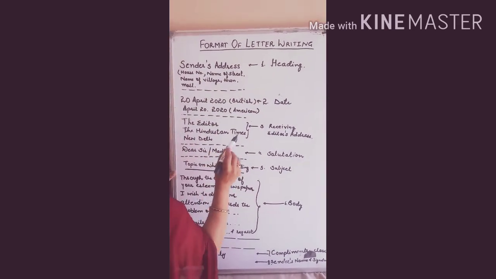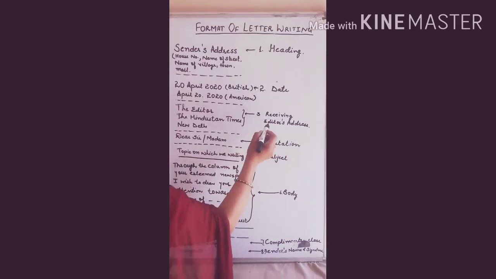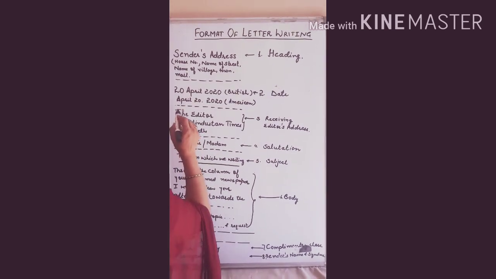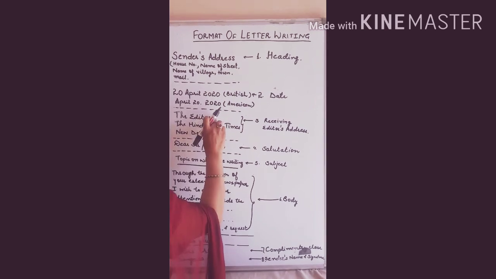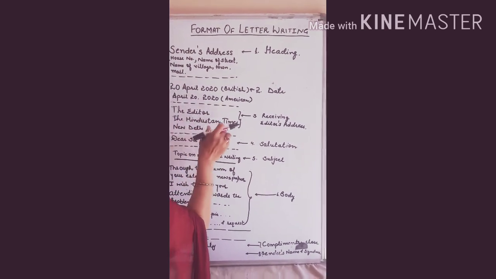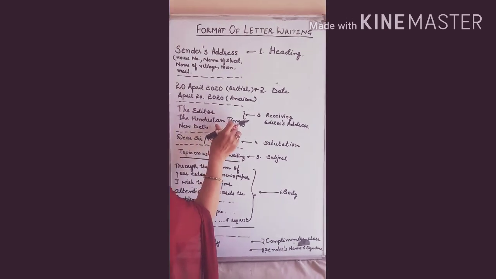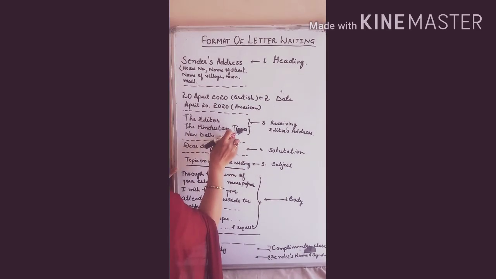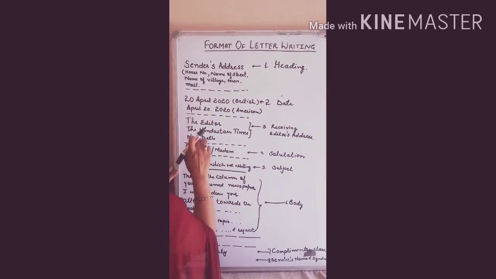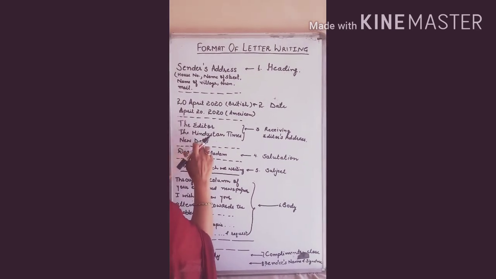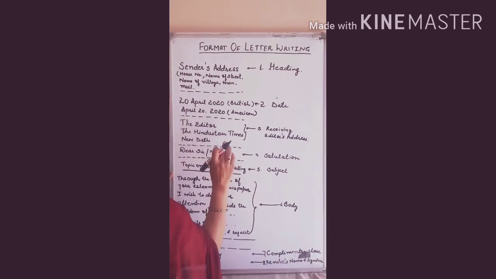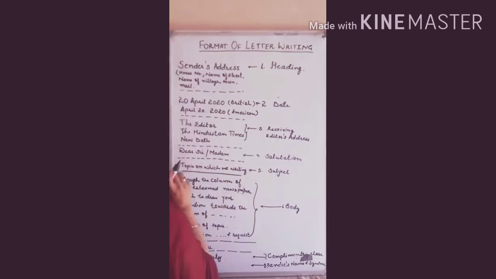Then in the third point, we have to mention the receiving editor's address. It means to whom we are addressing the letter. So first of all, we mention the editor. Second, we write the name of the newspaper and the address of the place where it publishes, like New Delhi. If we are writing the Tribune, we mention Chandigarh. Then after that we leave a line and give the salutation.